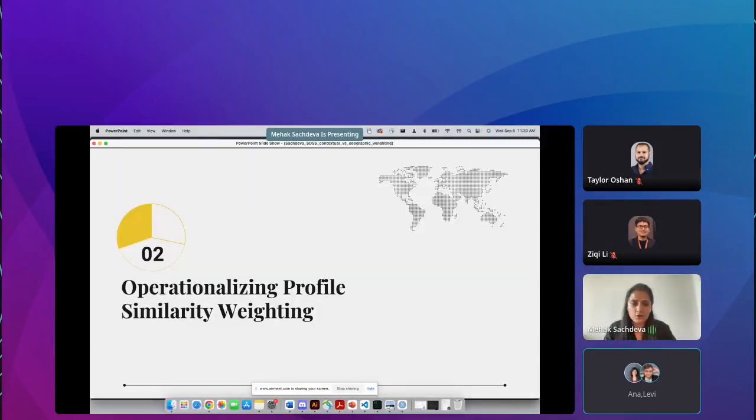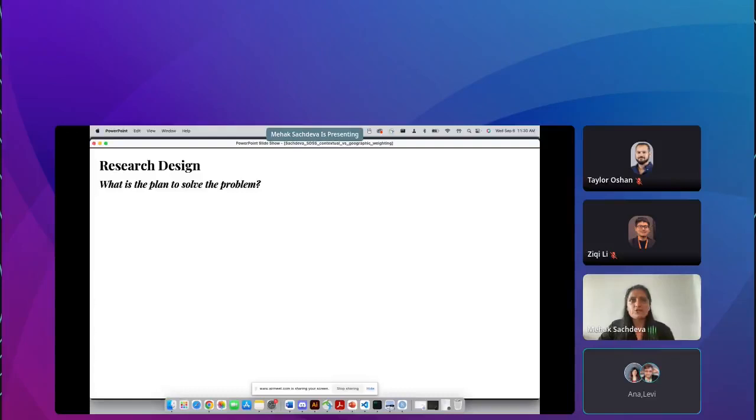So I'll talk briefly about how I operationalize this profile similarity weighting. I won't be able to get into details of a lot of results, but I would love feedback on whether conceptually and theoretically this entire idea makes sense, because that's the stage at which this research is at. So basically, what I did was define a similarity index in the X space, which is the attribute space, which is different from the geographic distance space that is more common in local models.